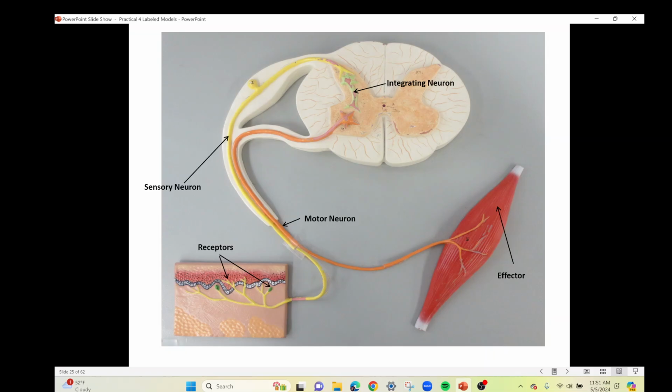Okay, so receptor one, sensory neuron two, the integrating neuron or center is going to be in the spinal cord three, the motor neuron four, and then the effector will be part five. And those are the models of the spinal cord.